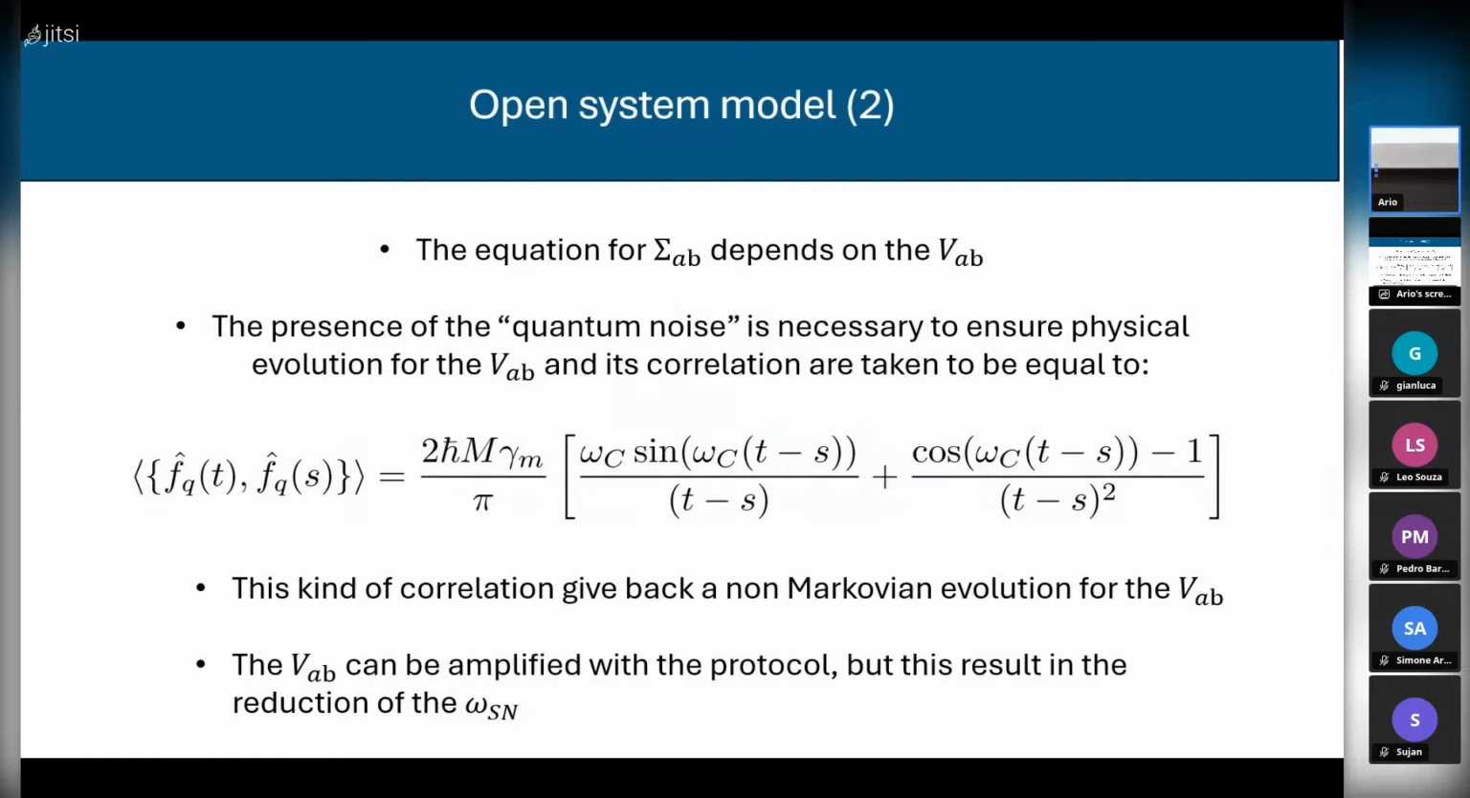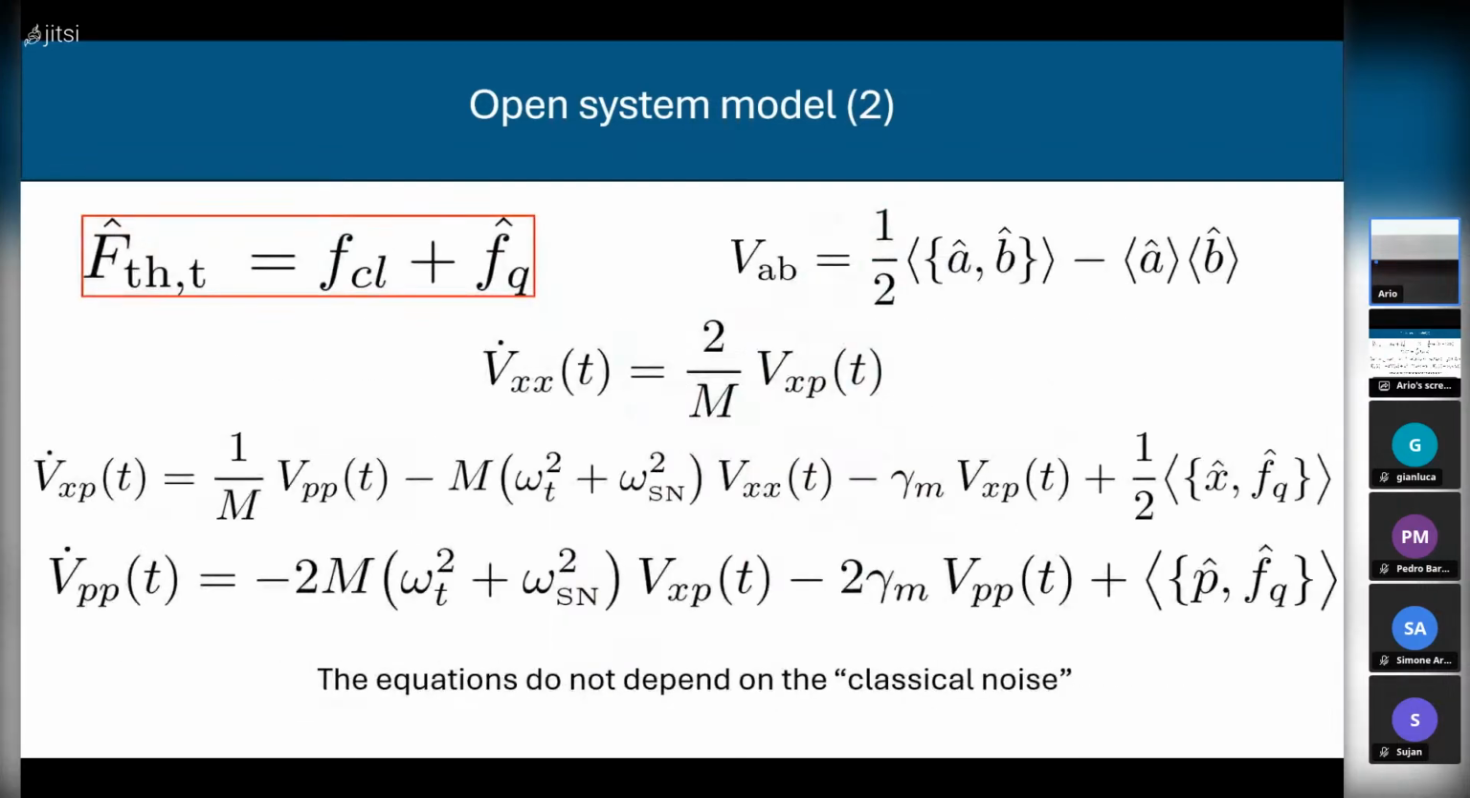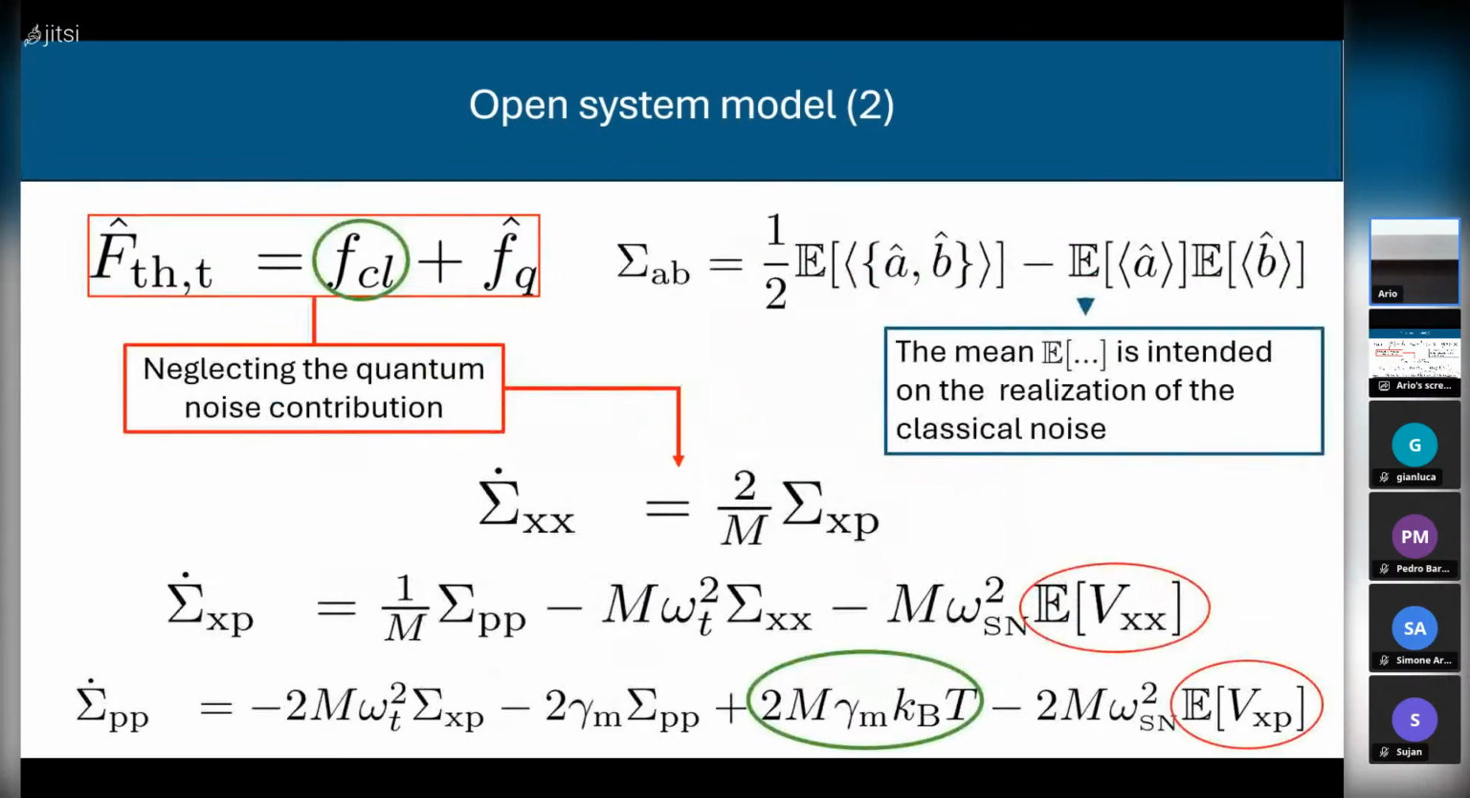The correlation function for the F is this one, or at least is what has been done. And also, given that you have this kind of non-white, colored noise, you end up with some non-Markovian evolution for the V. In principle, you can try to use the protocol as before to amplify the value of this V, but if you amplify it too much, you're going to get a weaker value for the omega Sn, and it is really difficult to understand which is the sweet spot in this kind of story.